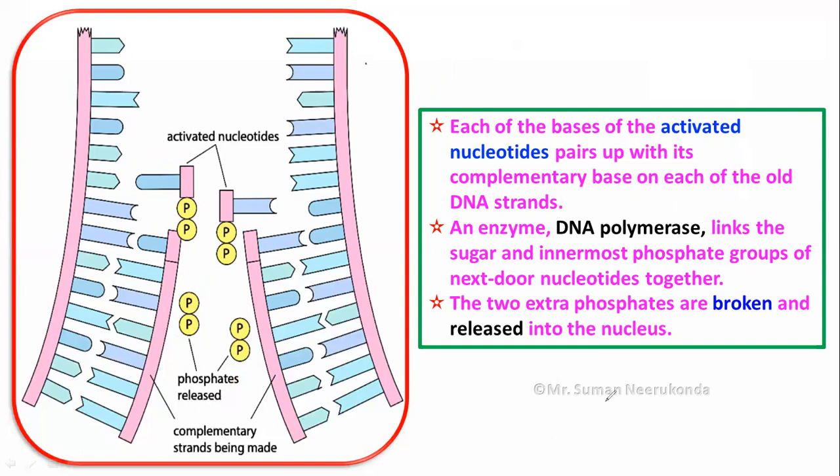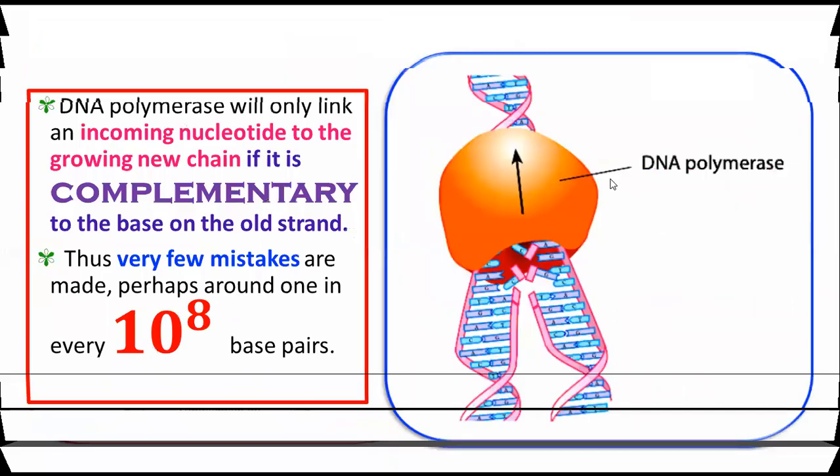Let me draw it again from over here. So this is a pentose. If I'm talking about a pentose, and then this is a phosphate. You need one phosphate over here, which is going to be exactly over here, the backbone of the nucleotide. But the rest of the extra phosphates will be released.